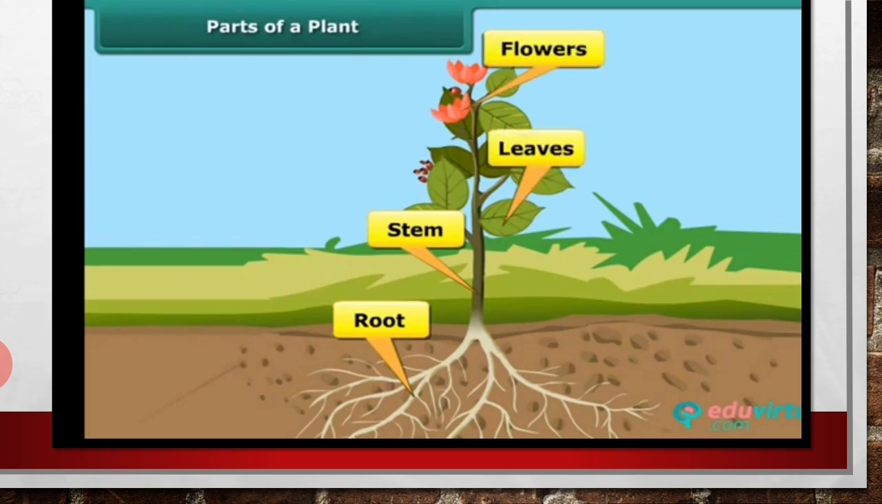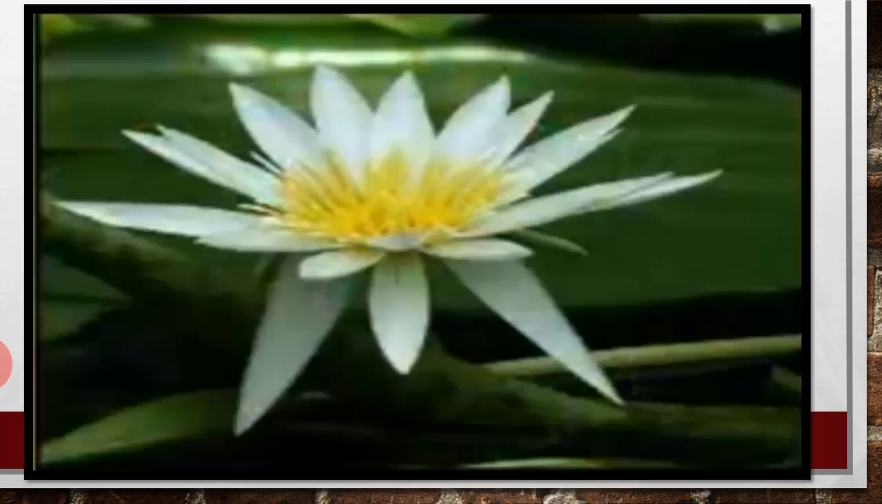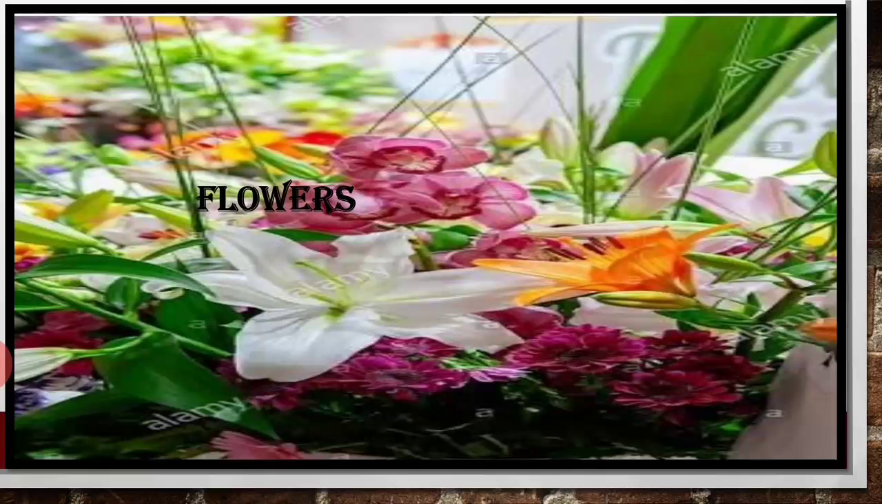We eat some parts of the root, like carrot, radish, sweet potato, etc. We also eat many other parts of the plant where the food is stored. Today we will study the structure of a flower. You must have seen different types of flowers in the garden. So today we are going to study the structure of the flower.